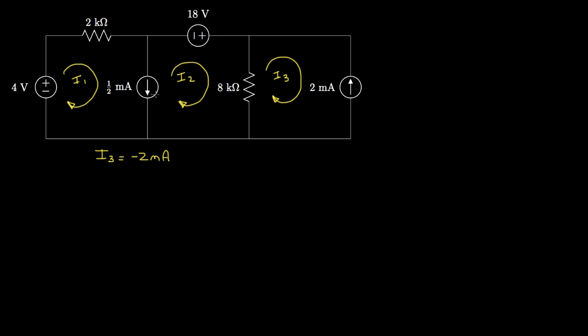Now, this current source allowed us to define one of our mesh currents. This current source has two of our mesh currents involved. So this particular current flowing downward through this wire is I1 minus I2. That gives us an equation that relates I1 to I2. And according to this current source, that's equal to 1/2 of a milliamp.